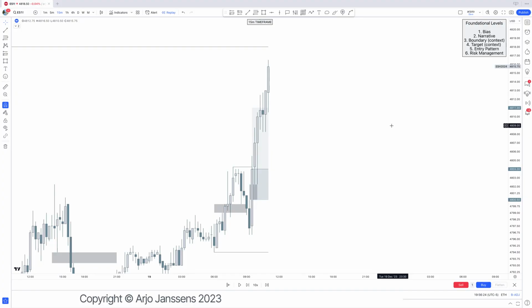I would never use a 15-minute PDRA as a boundary to go into the 1-minute time frame to look for an entry pattern. Simply something I would not do. Where a flow trading plan, yes, perfectly fine.